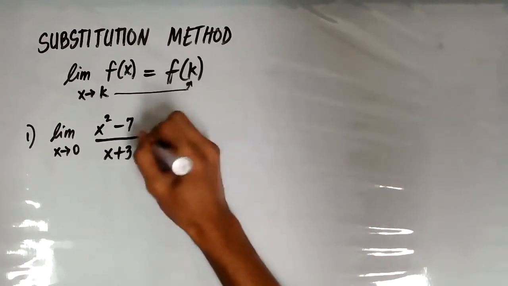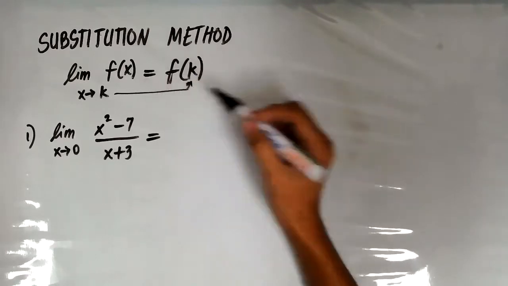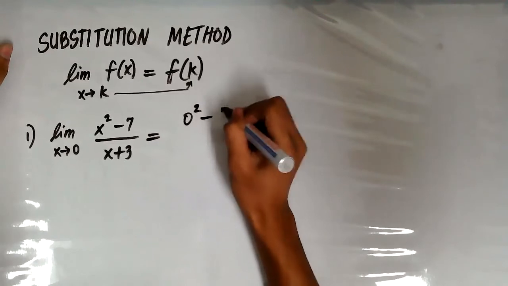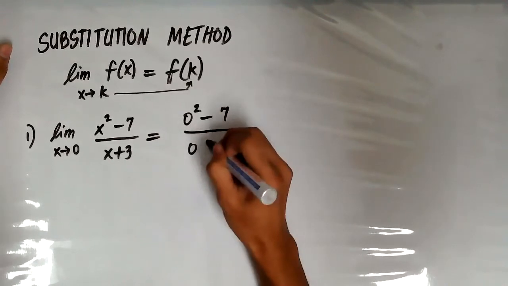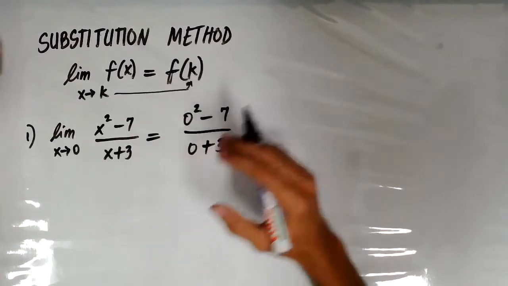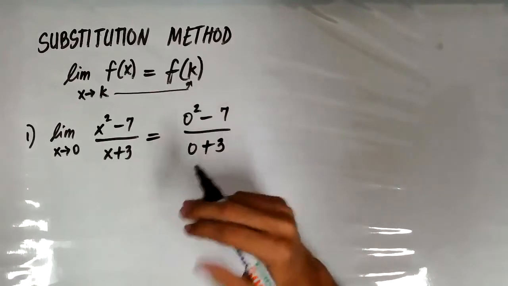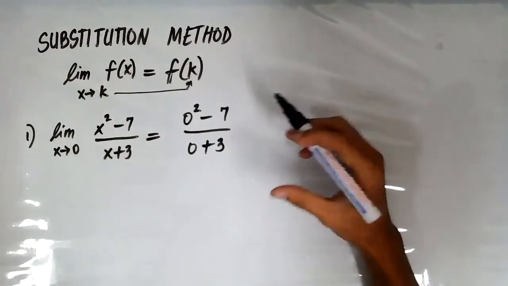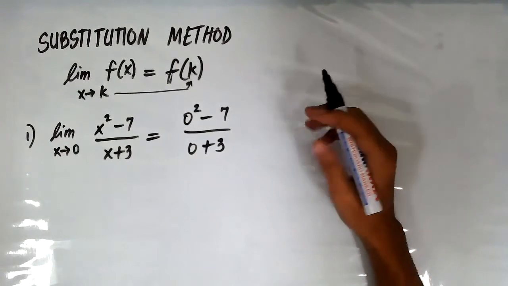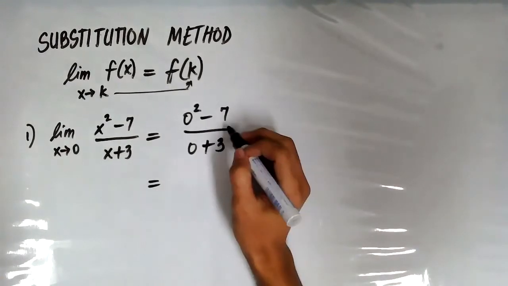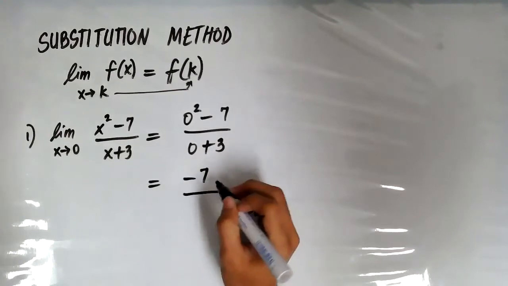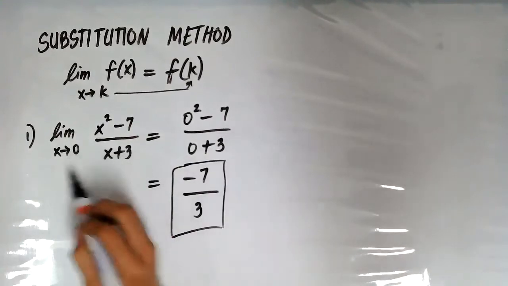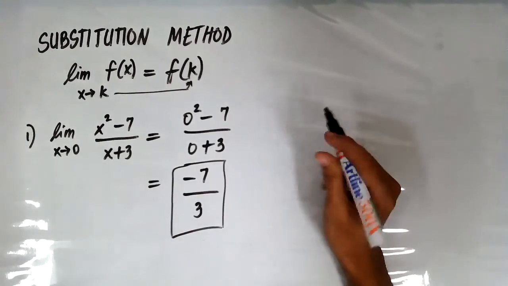By applying the substitution method, this will become 0 squared minus 7 all over 0 plus 3. As you can see, we're just substituting x by its value and we're going to simplify it. After substituting the value of x, we evaluate and simplify this. So this will become 0 minus 7, you have negative 7 all over 0 plus 3, which is equal to 3. Now, the limit of this function as x approaches 0 is negative 7 over 3.